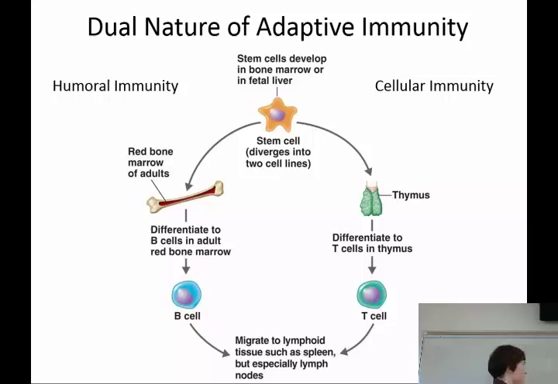The reason that one branch is called humoral is because hundreds of years ago, when people didn't really understand everything that we know now about the human body, they did understand that body fluids were important and that there were things in body fluids that did stuff. And those body fluids were called humors.